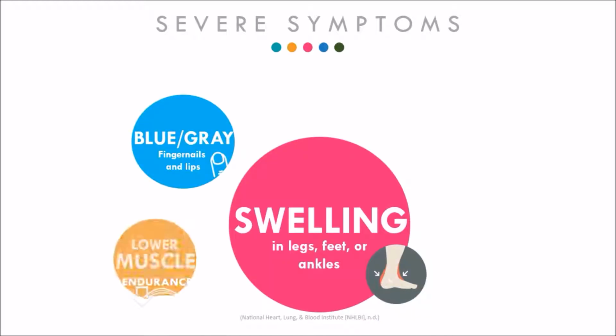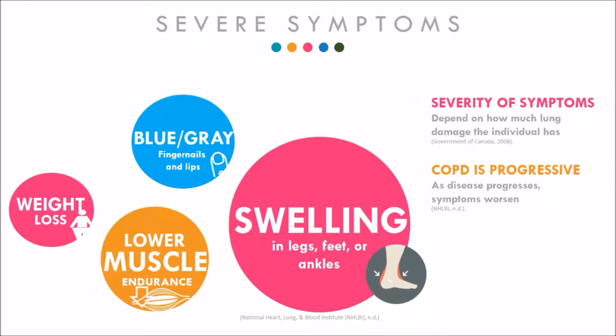Severe COPD can result in additional symptoms such as swelling in the legs, feet, or ankles, the lips or fingernails turning blue or gray due to low oxygen levels in the blood, weight loss, and lower muscle endurance. The severity of symptoms depends on how much lung damage one has. It is important to know that COPD is a progressive disease. As the disease progresses, symptoms often become worse.